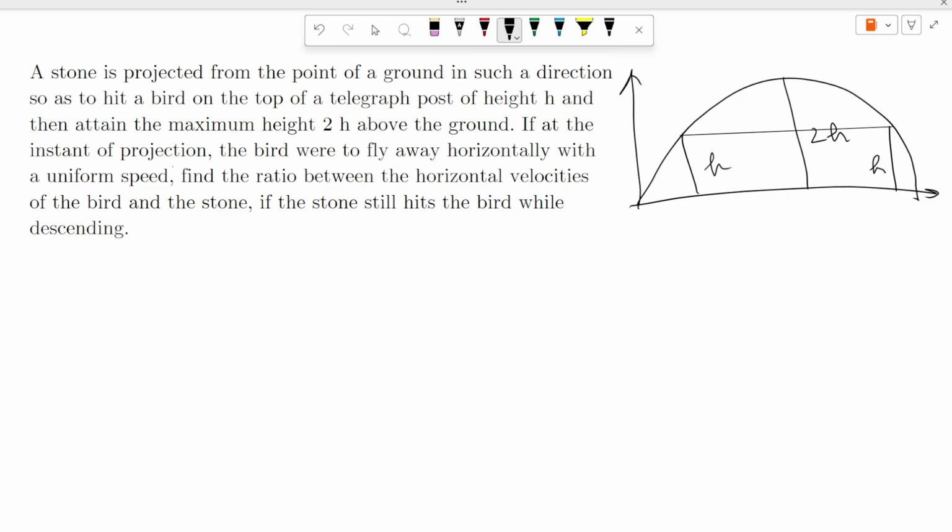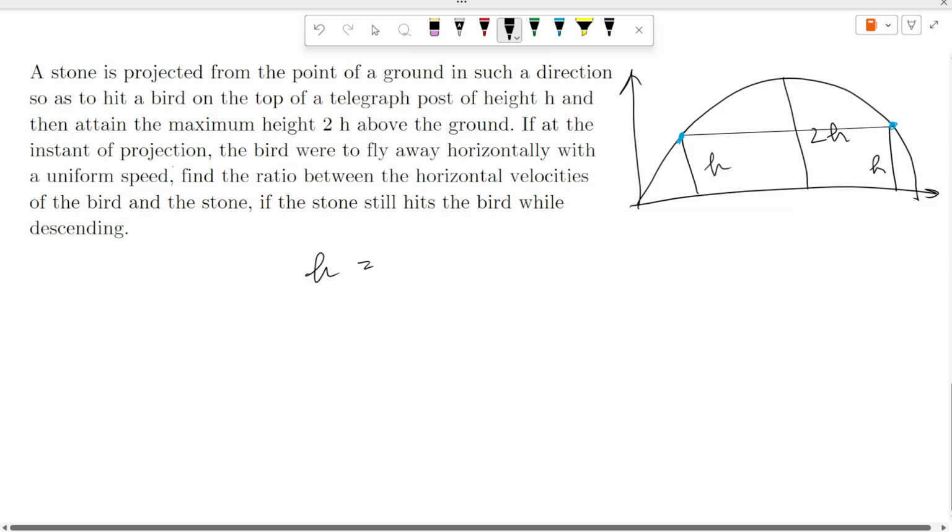So we have to figure out the ratio of the velocities. Okay, so let's get started with the question without any further ado. Let's first solve for h, because we will get two values of t. So let's just solve for that first.